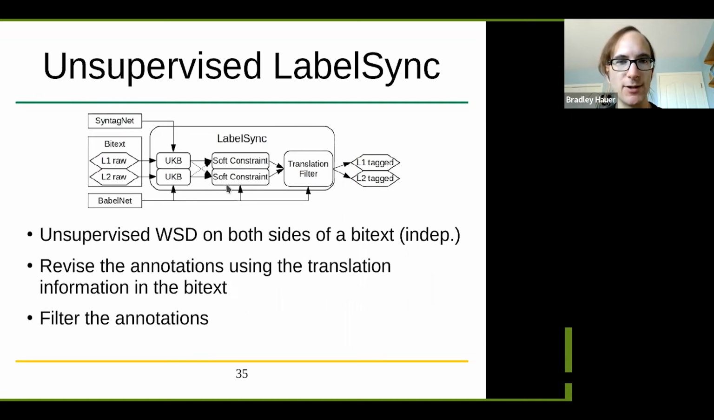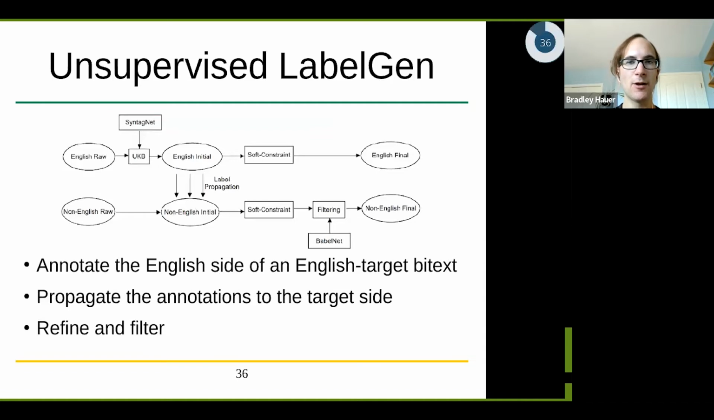So we apply the soft constraint approach using the translation information to refine the annotations that UKB produces. And then again, we apply a translation-based filtering step. And so the end result of label sync is 2 sense annotated corpora, 1 in each of our languages. So this could be applied theoretically to any bitext in any pair of languages to generate a sense annotated corpora for both.